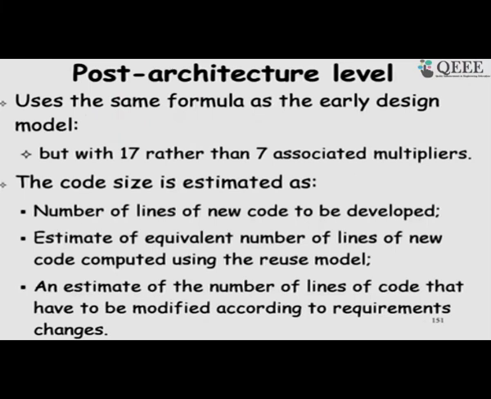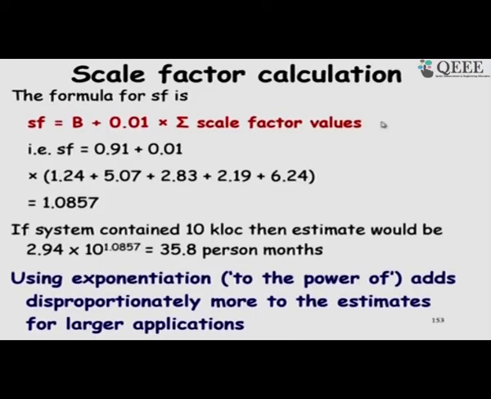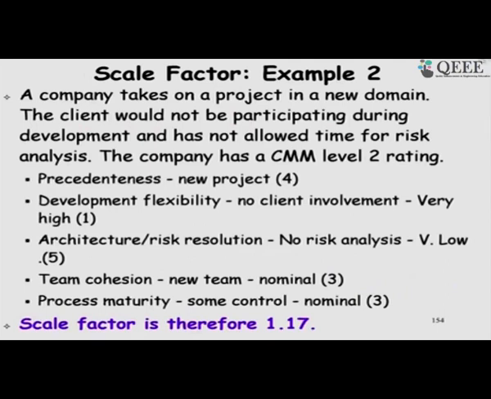So, the post architecture level is where we consider lines of code, new lines of code to be developed, and do not use function points anymore, because we know the lines of code, and then again use scale factors and so on to obtain the estimate. Here we have much more factors to consider in the post architecture phase, similar expressions. There are some examples here.